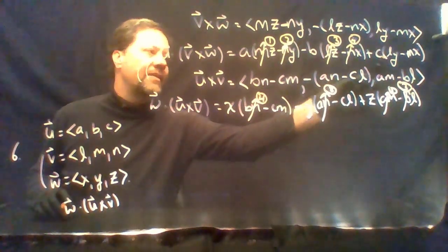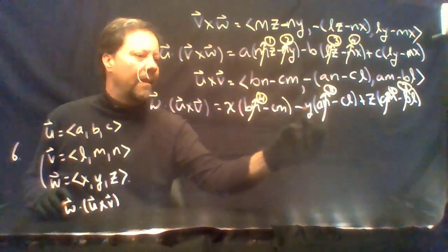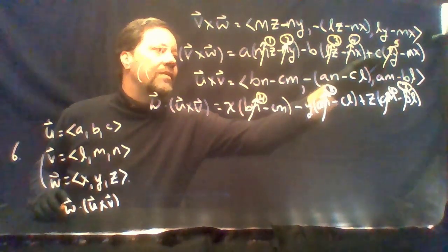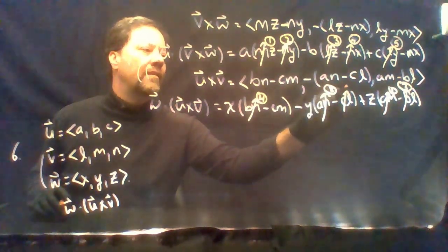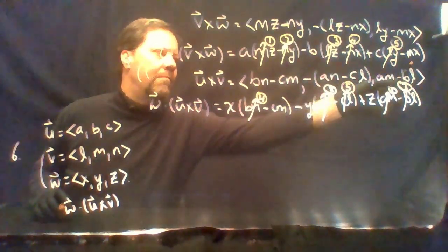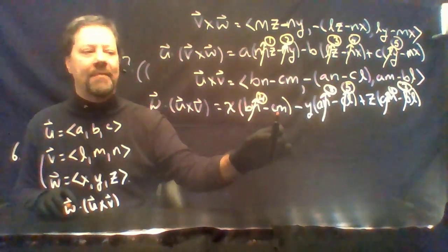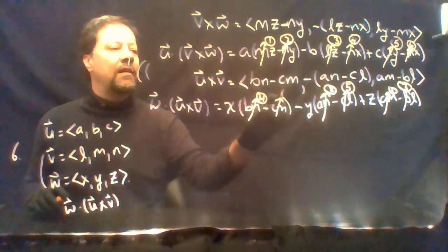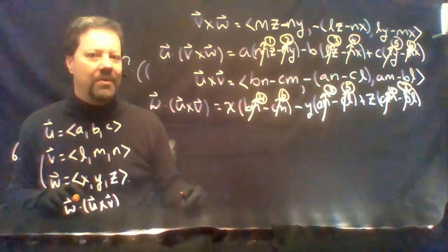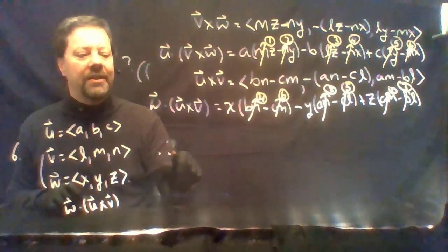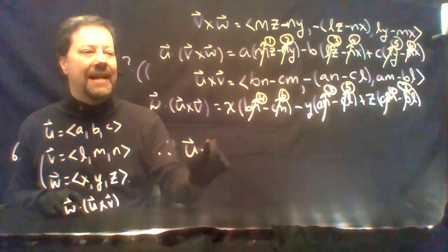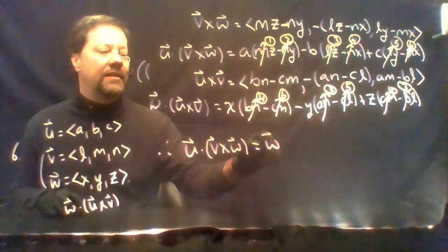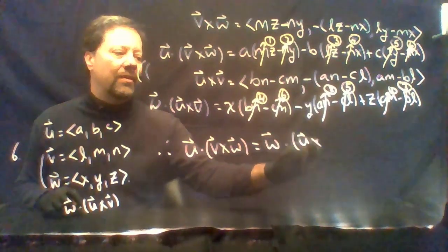And then plus cly. Minus minus makes plus cly. So they cancel. Fifth, minus cmx and a minus cmx. And now we've matched all terms in the scalar triple product. We deduce then that in all cases, u dot v cross w is w dot u cross v.